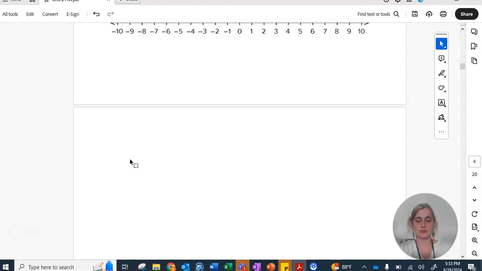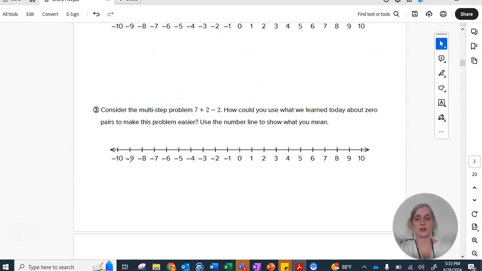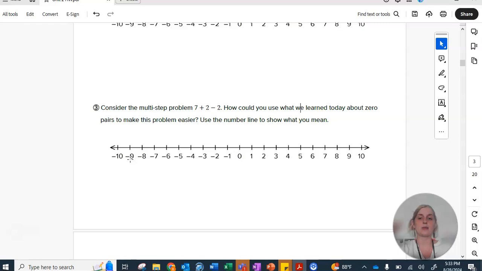Number 3, which is the last one. This is such a short homework. Consider this multi-step problem. We have 7, which is positive, plus 2, minus 2. How could you use what we learned today about zero pairs to make this problem easier?